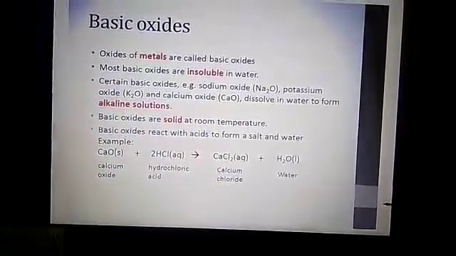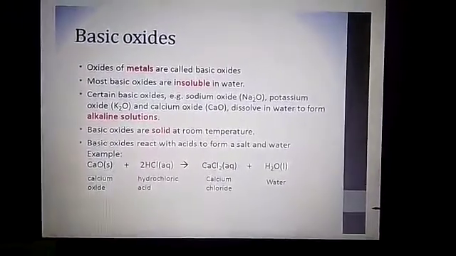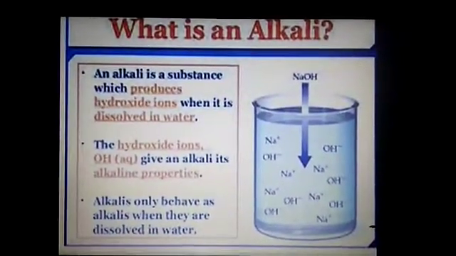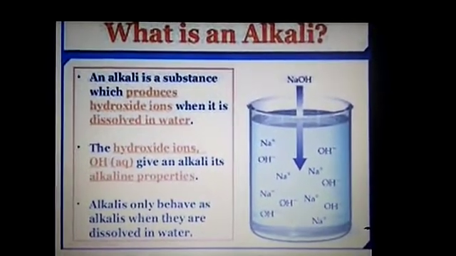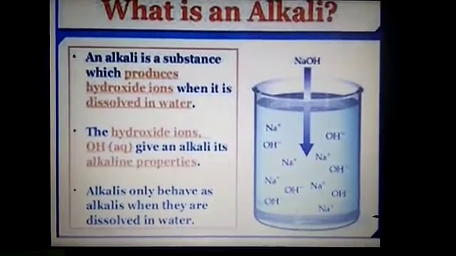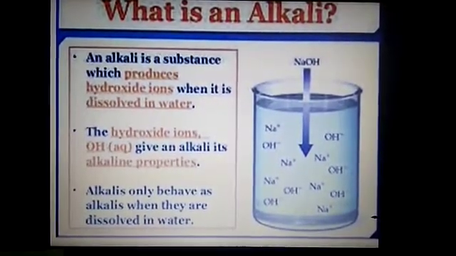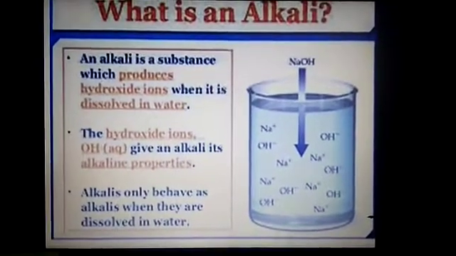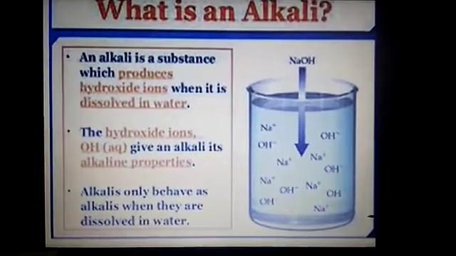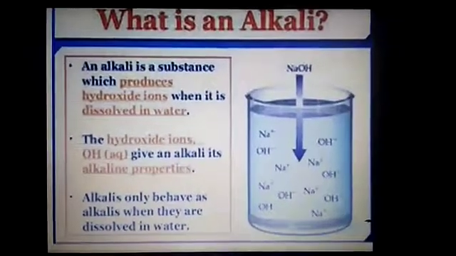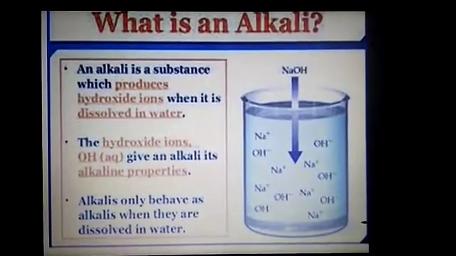An alkali is a basic hydroxide. Next, what is an alkali? An alkali is a substance which produces hydroxide ions when it is dissolved in water. So alkali may be a salt. The hydroxide ions in aqueous solution give alkali its alkaline properties.